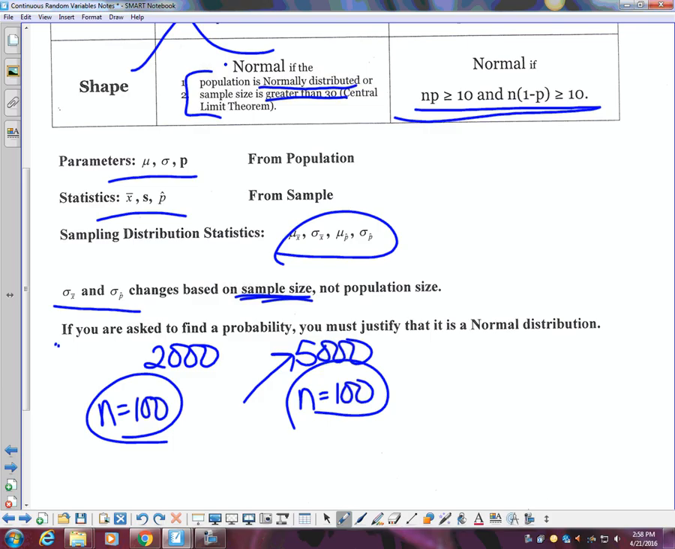If you are asked to find a probability, you must justify that it's a normal distribution. You must, and how do you do that?